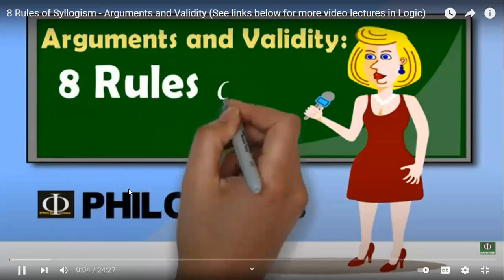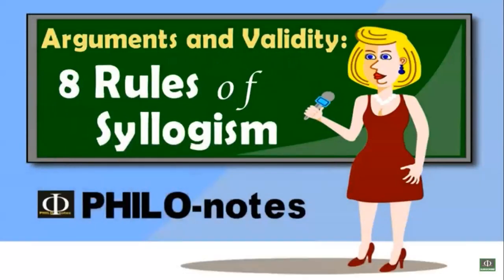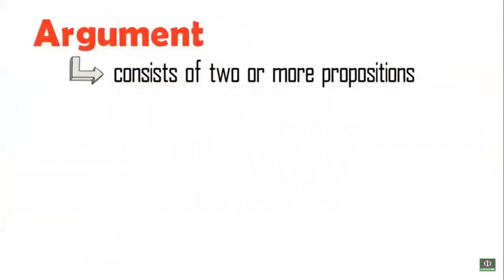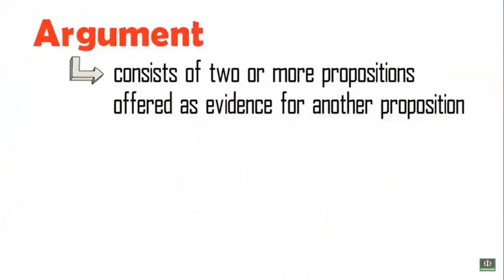What is an argument and how do we determine its validity? An argument consists of two or more propositions offered as evidence for another proposition.